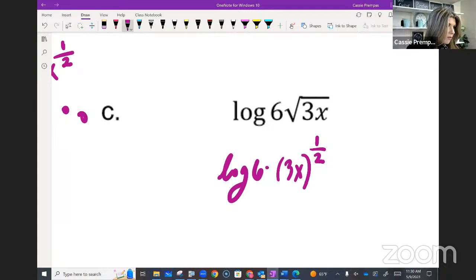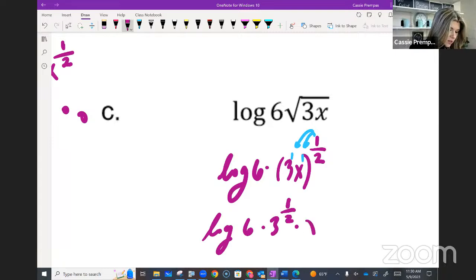Now, my recommendation to you is get rid of those parentheses. Well, to get rid of the parentheses, what do I do with this exponent? Right now I have 3 to the 1st raised to the 1/2 and x raised to the 1/2. Distribute, you multiply that in. So this is actually log of 6 times 3 to the 1/2 times x to the 1/2.